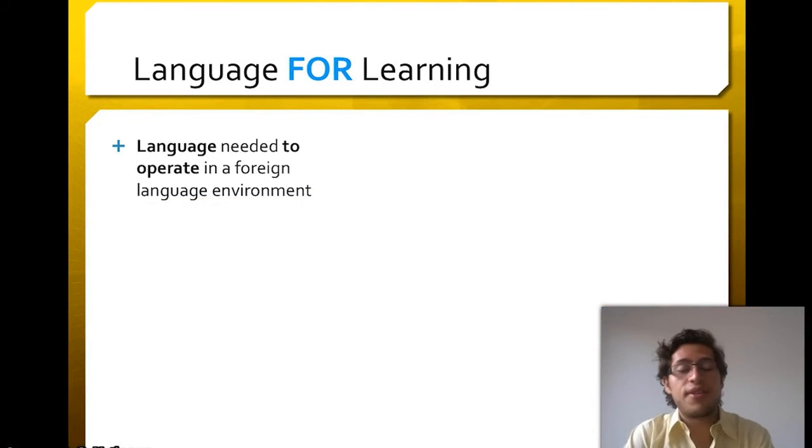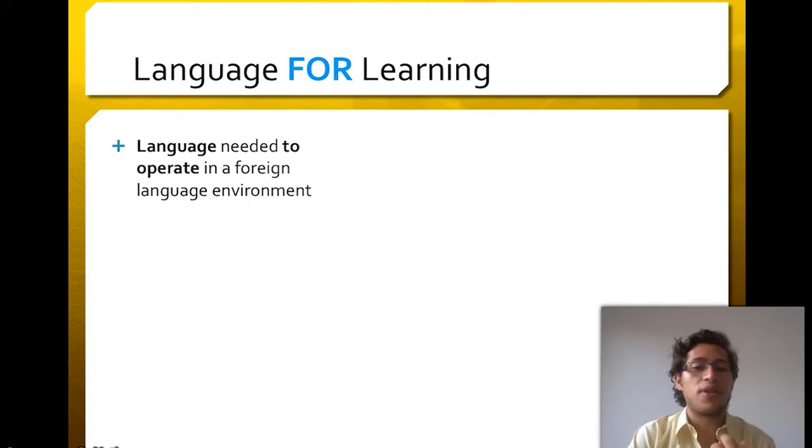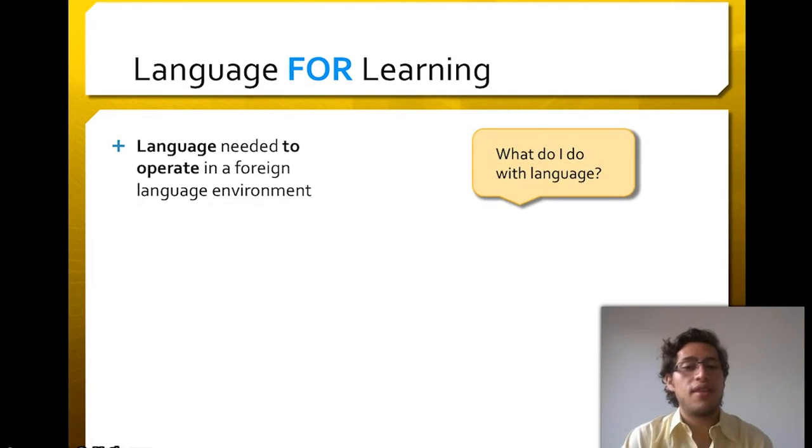Okay, it's time to move on to the next subcategory, and this one is language for learning. Here we are going to identify the language that students are going to need in order to be able to operate in a foreign language environment. Let's imagine ourselves in a country in which nobody speaks Spanish or our original mother tongue. In this case, we are going to need to meet our communicative needs, right? And in order to identify those communicative needs, those communicative functions that we achieve through language, we need to ask ourselves the following questions, because they are going to give us the answers.